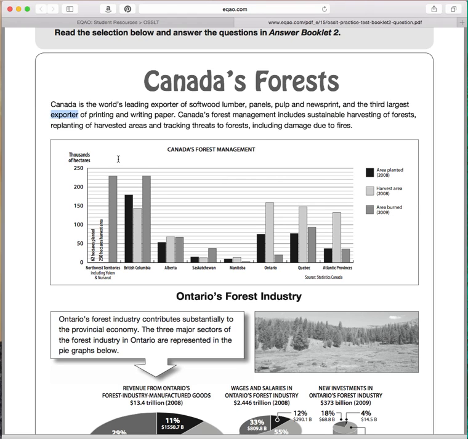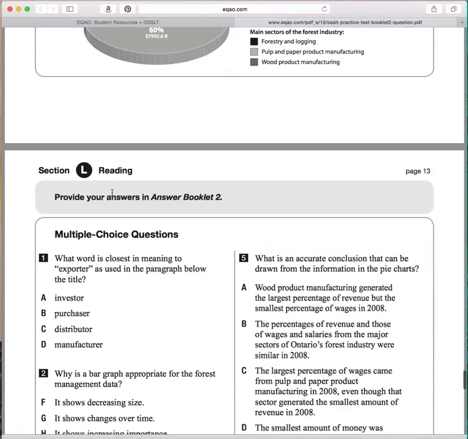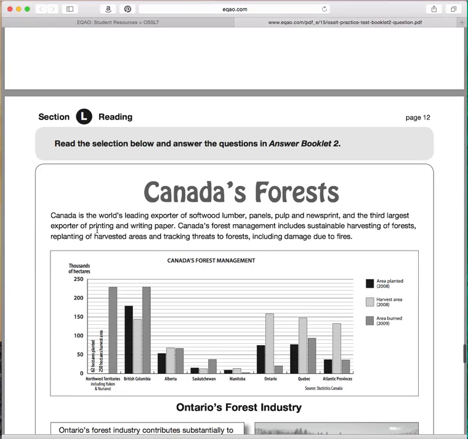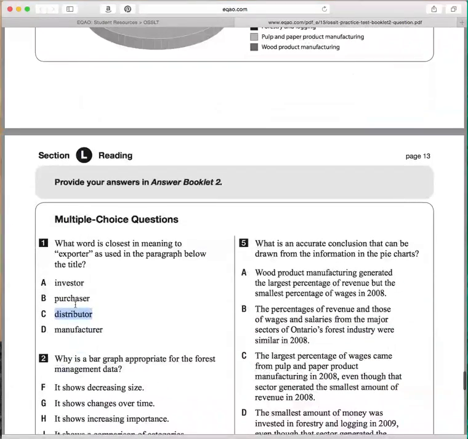So in that context, they're not talking about the fact that we invest money in those industries. They're not talking about the fact that we purchase those products. While we may be manufacturers, as an exporter, we are more of a distributor. So we distribute printing and writing paper to other places in the world. So the answer is C.